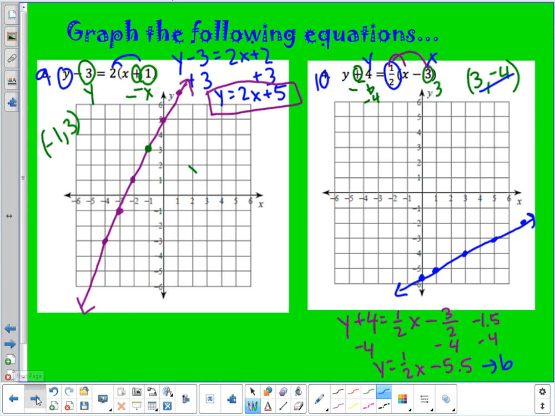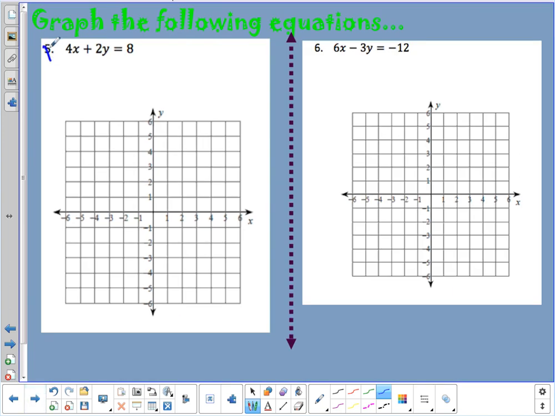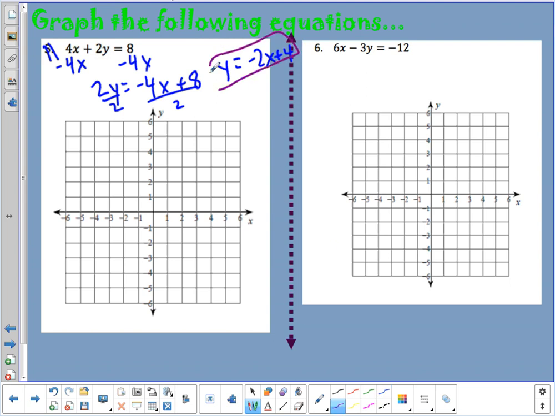Let's take a look at number 11. In number 11, now I have standard form lines. So again, I think the easiest way for us to graph these is just to put them in slope-intercept form. Get that y by itself. So I'm going to subtract the 4x term, which gives me 2y is equal to negative 4x plus 8, and then divide by 2. So I have y is equal to negative 2x plus 4. Sorry if that's kind of hard to read there. Negative 2x plus 4. That's the line I'm going to graph.